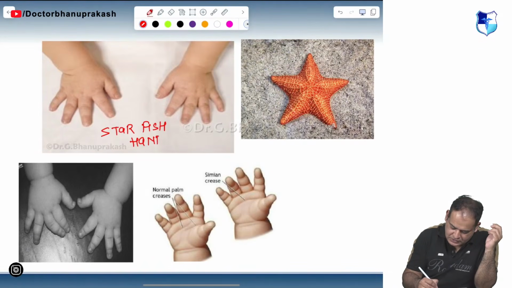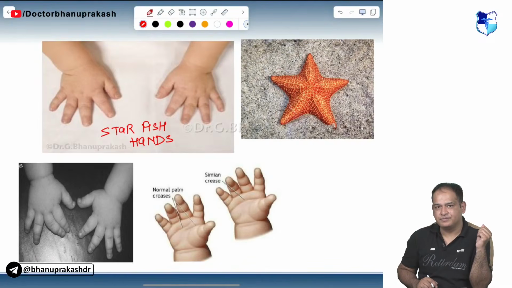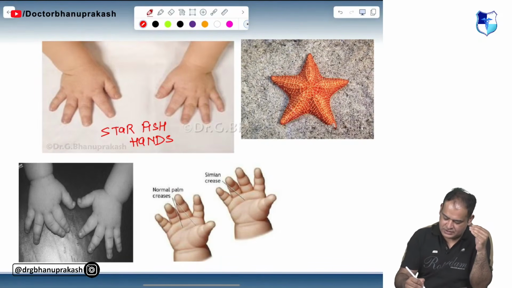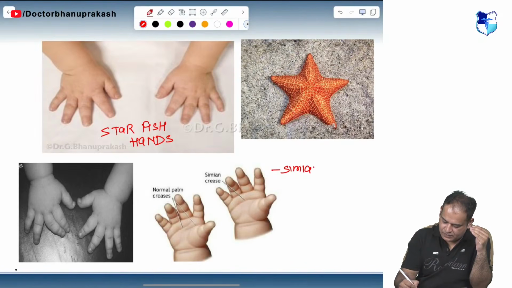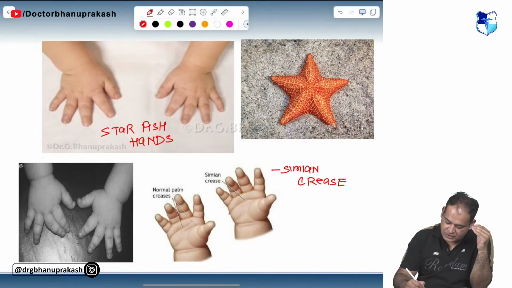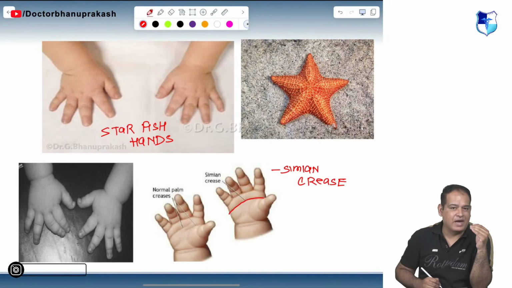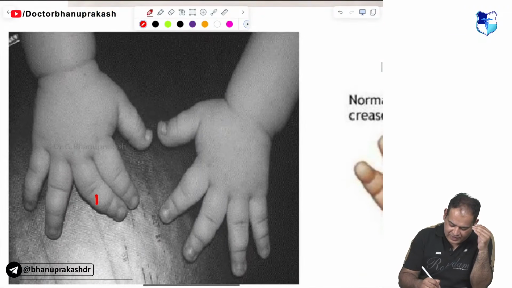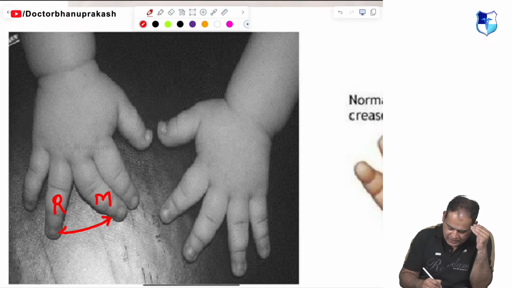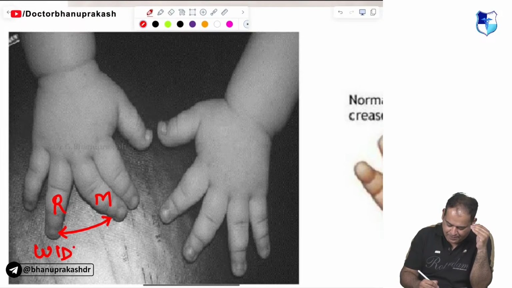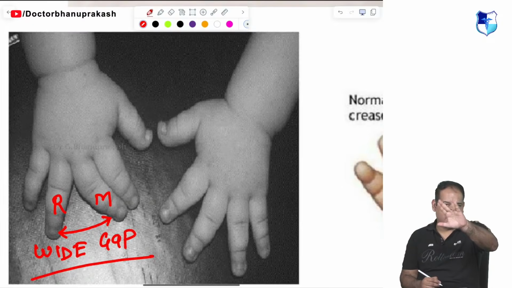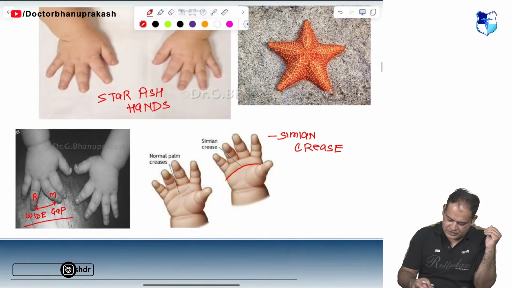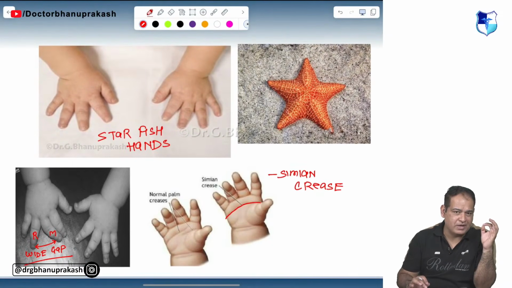Now then, your patient will have starfish hands. Fine? You see, like a starfish. Simian crease, a single prominent line. And you notice that there will be a wide gap between the middle finger and ring finger. Okay, simian crease, single prominent line.